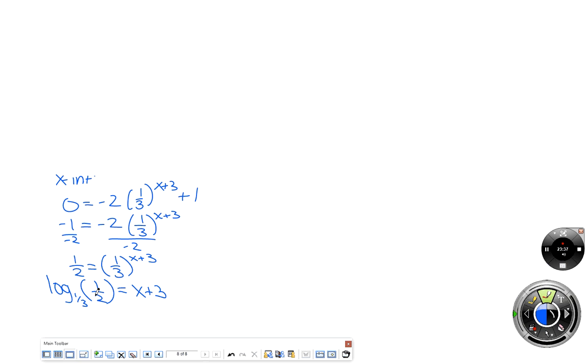Okay. And so then this is a number. I don't know what it is, and neither do you, and I don't expect you to get the decimal. We're just going to leave it the way it is. And the last thing we have to do is subtract 3. Okay. So our x-intercept is at whatever you get when you do this calculation. Okay, so written as a point.